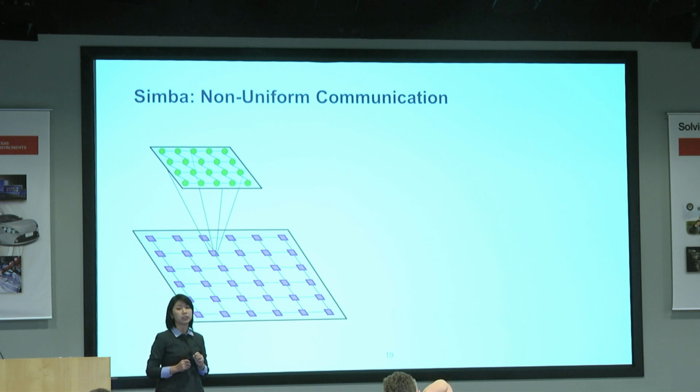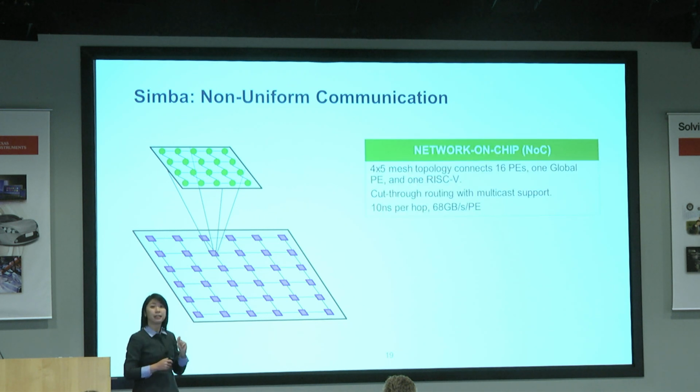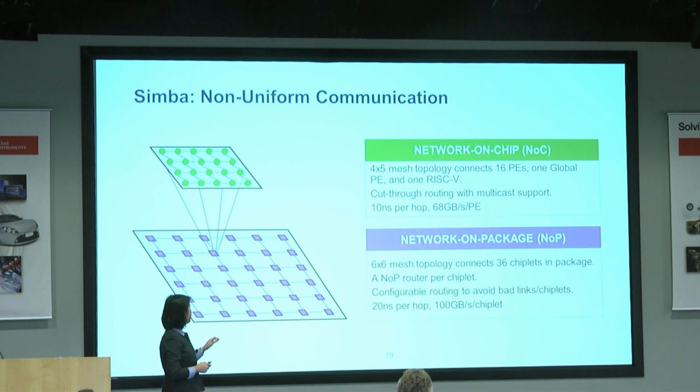The first part is the non-uniform communication. What do I mean by that? If you think about a large-scale system, especially with package-level interconnect, it's really challenging to have one uniform network to connect all the different components together. So to address the communication limitation, we use a non-uniform or hierarchical network approach, where we have both a network on chip that is used to connect all the different processing elements together, and the network on package that is used to connect all the different chiplets together.